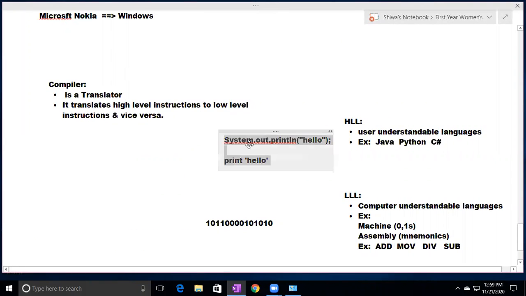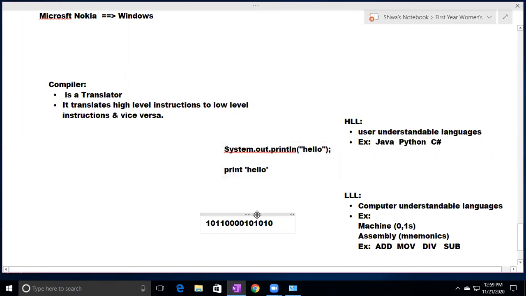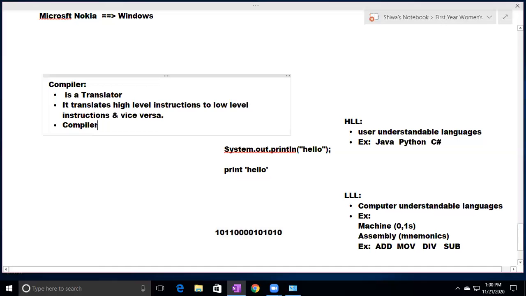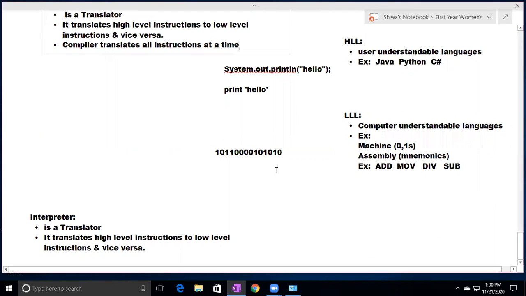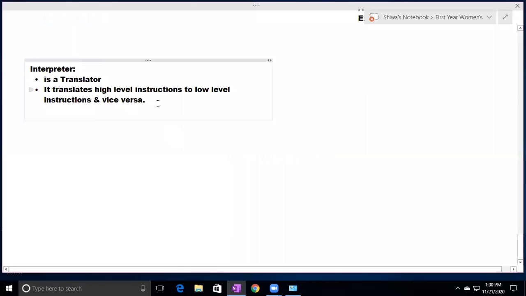The difference here is, compiler translates all instructions at a time. Whereas interpreter translates line by line. Interpreter translates line by line. For example, see, I'm writing 100 lines of code here.